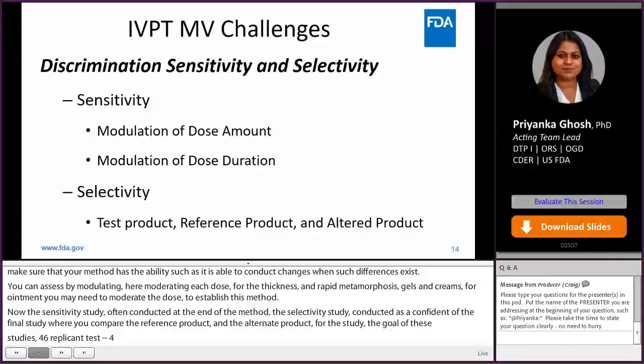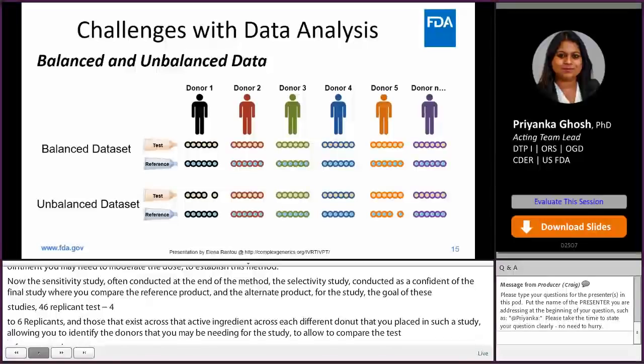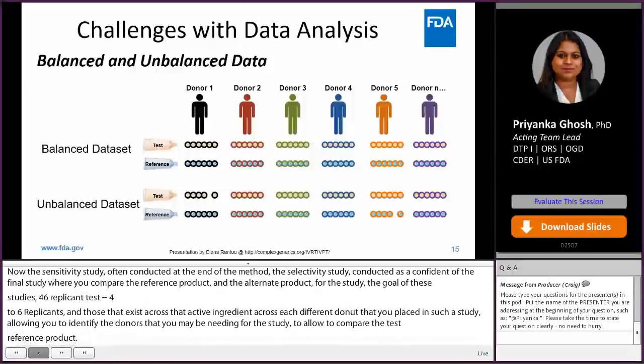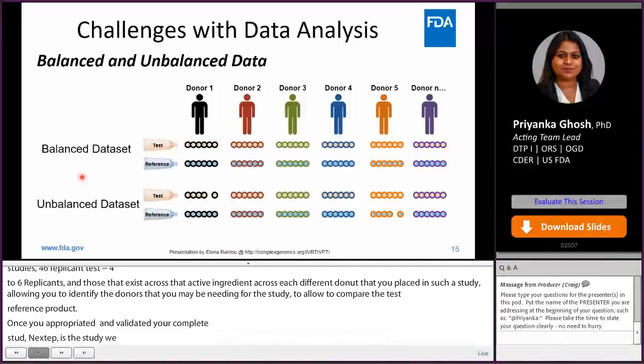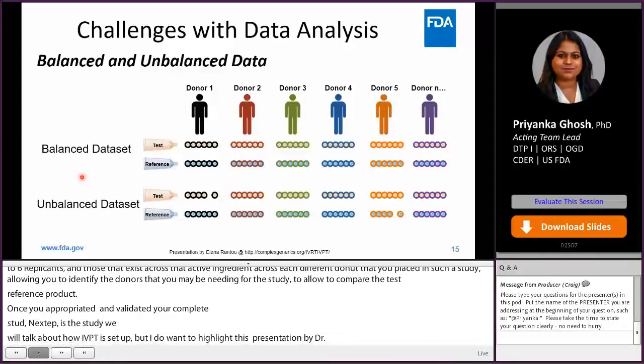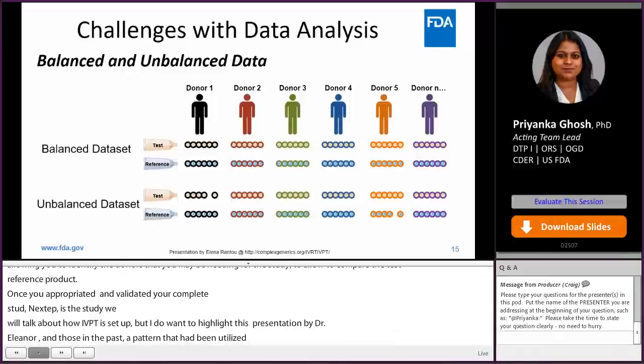Now, once you have appropriately validated your entire IVPT study, the next step is, of course, the conduct of the pivotal study. And I'm not going to talk about the pivotal study design, because we have already talked about how the IVPT studies are typically set up. But I do want to highlight this presentation by Dr. Elena Rantou, again at the IVRT IVPT workshop in August of this year, because in addition to the statistical methodologies that have been reflected in our product-specific guidance in the past, where a balanced data set had to be utilized for statistical analysis of IVPT data for assessment of bioequivalence, the presentation discusses how an unbalanced data set can be utilized for assessment of bioequivalence as well.